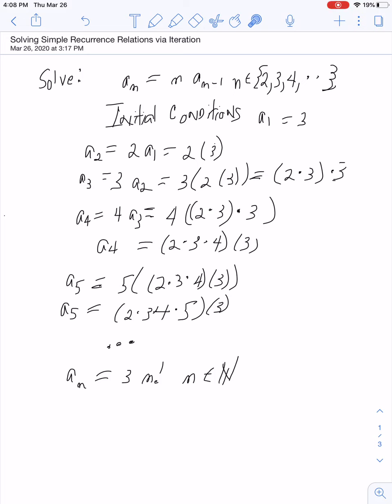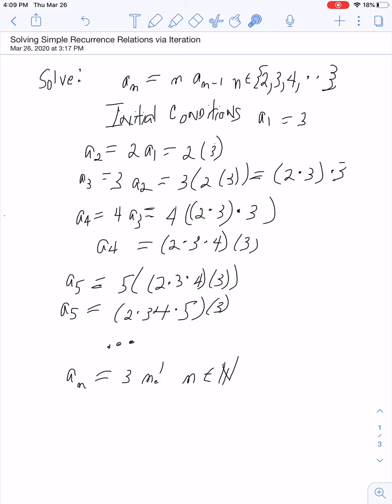So let's start out with a sub 1 is 3, then a sub 2. If you go back up here to our recurrence relation, a sub 2 is 2 times a sub 1. So that turns out to be 2 times 3. So a sub 2 is 2 times 3. Now, of course, we know that's 6, but we don't want to simplify that much because that's going to hide the pattern.